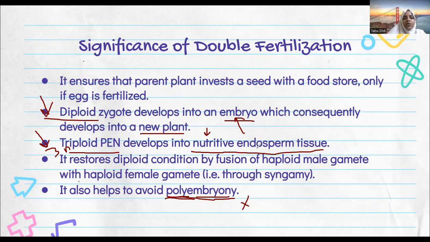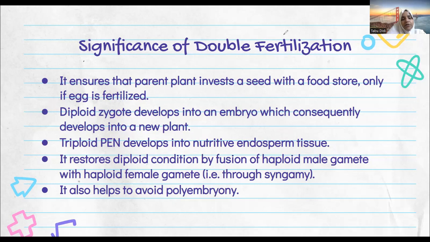The endosperm nucleus develops into the nutritive part of the embryo, which will help in embryo development. So these are the importance of double fertilization, which is shown by angiospermic plants only. So this is all about double fertilization.